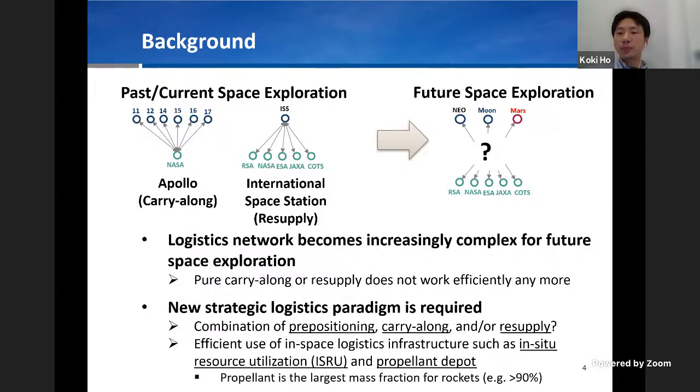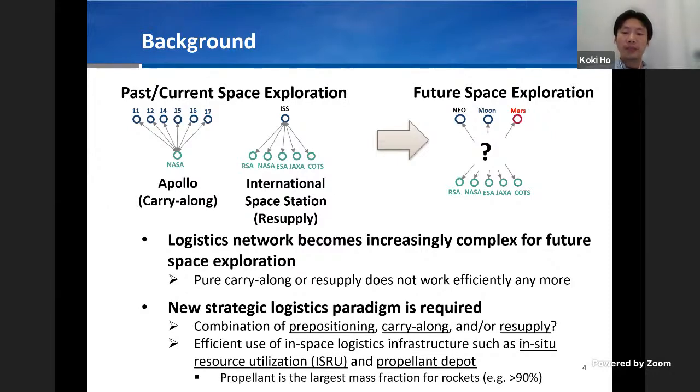Now, when we think about future space exploration, we need both, right? We will have multiple destinations, multiple origins. So the logistics network will be substantially more complex compared with the ISS or Apollo. So pure carry-along or resupply does not necessarily work efficiently anymore, or even effectively anymore. So there's a motivation to come up with a new strategic logistics paradigm, which can be a combination of carry-along and resupply or pre-positioning. And we also have a new set of technologies for infrastructure in space, like resource utilization and the propellant depot.